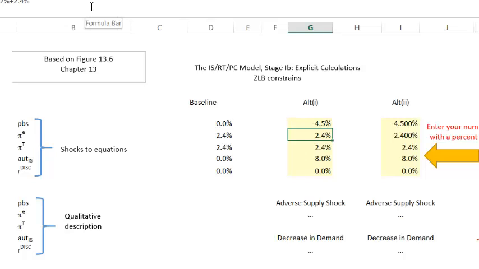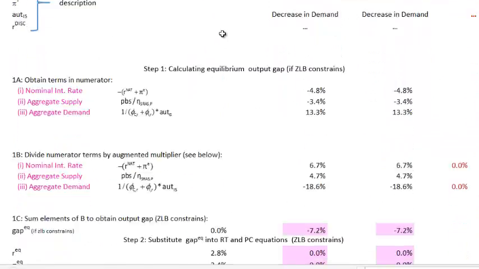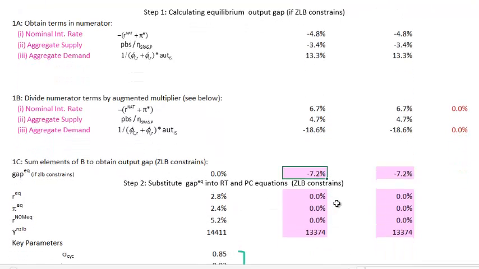and the adverse supply shock is about 4.5%. And then the third thing that we want to have here is that in fact the expected rate of inflation is actually a little bit lower. It's below the target. Let's take a look at our equilibrium. Our output gap is now around 7.2% negative. The equilibrium inflation rate is 0. The nominal interest rate is 0, and the real interest rate is 0.